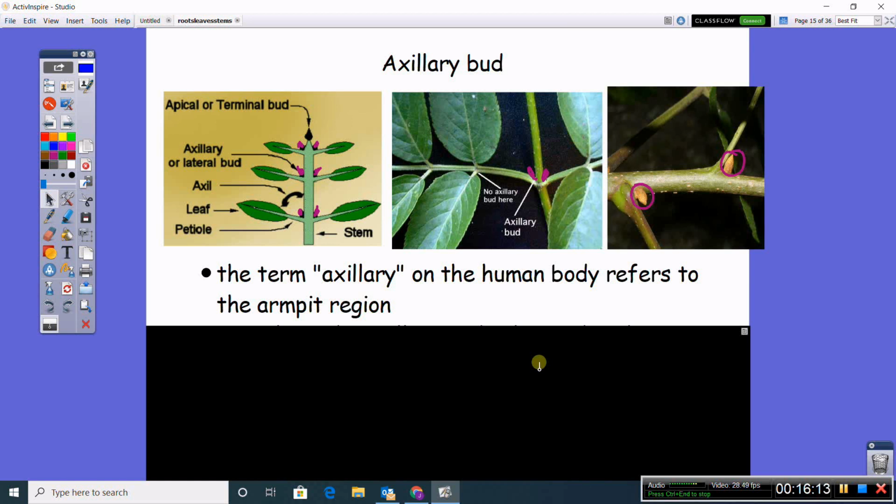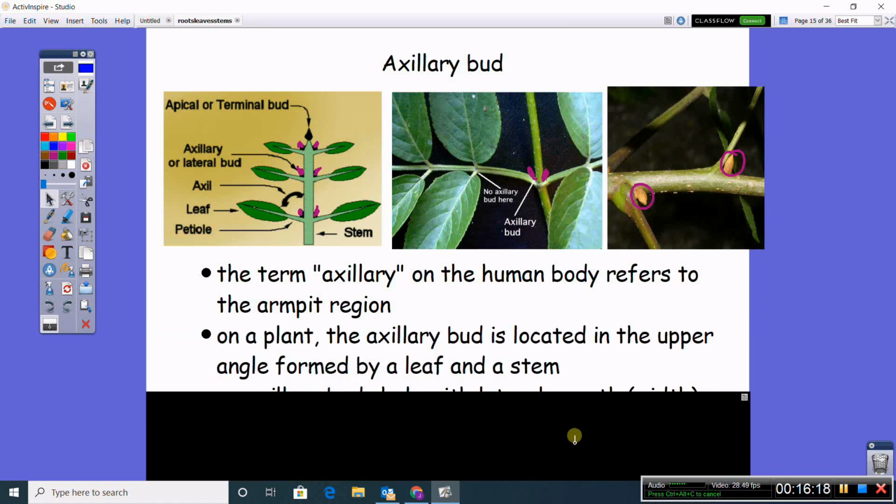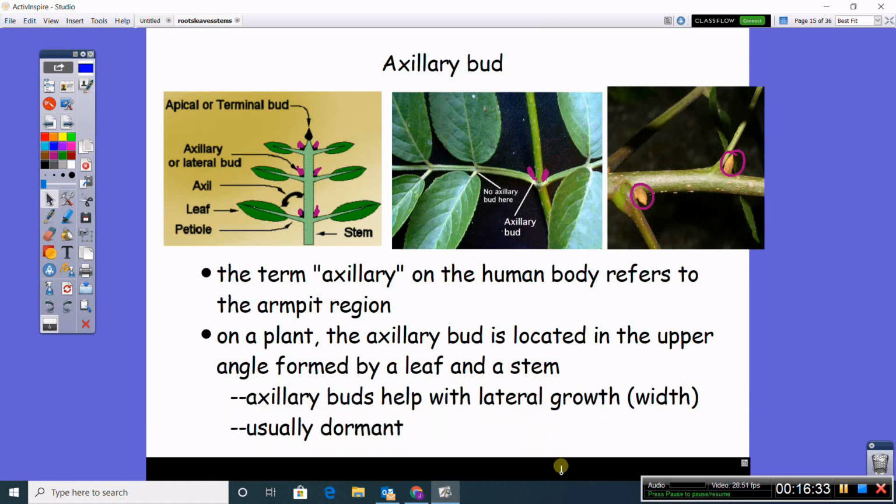Okay, so the term axillary on the human body refers to the armpit region. We just went over that. On a plant, the axillary bud is going to be located in the upper angle formed by a leaf and a stem. Axillary buds help with lateral growth. Now it says that there, but that's not necessarily true. Axillary buds are going to help the plant to grow fuller, because if there's a bud here, that means another leaf can come off of there.